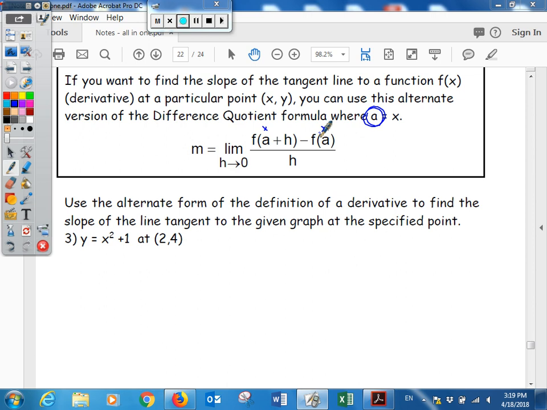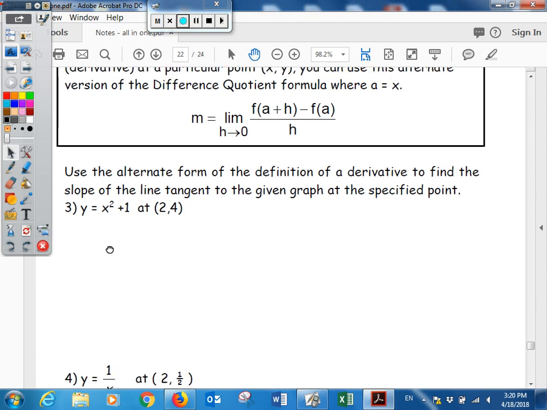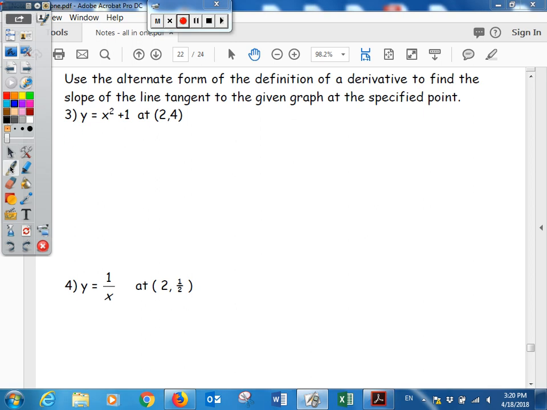And so it looks the same, except for instead of an x, we have an a. So let's work through this next example that says, use the alternate form of the definition of a derivative to find the slope of the line tangent to the given graph at a specific point. And so at a specific x value. The only difference is instead of having an x in your formula, you're going to have the x value from the point. So m is equal to the limit as h approaches 0 of f of a plus h minus f of a all over h.